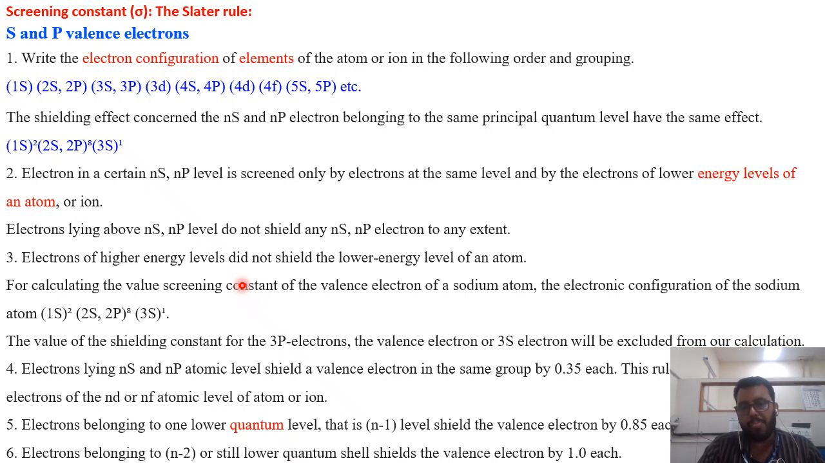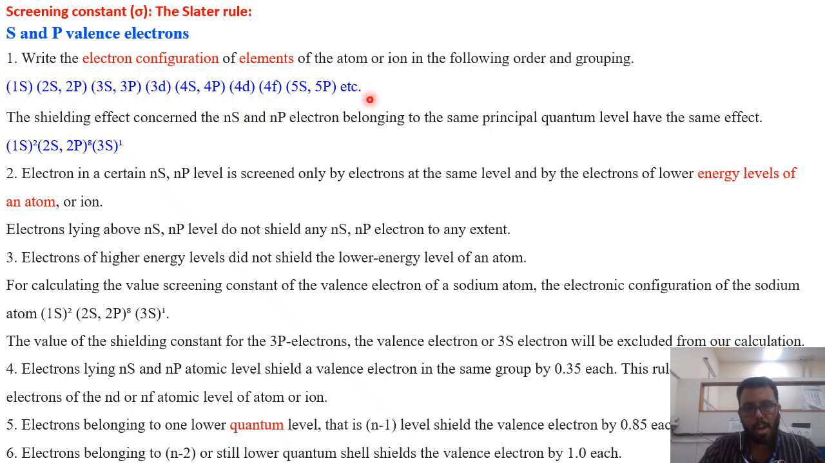As you know, we also have the f shell, but the s, p and d shells first. We will consider the scenario for s and p valence electrons. The first rule framed by Slater tells that you have to write the electronic configuration of the elements of an atom or ion in the following order, meaning increasing order of the shells, like 1s, 2, then 3, 4, 5.